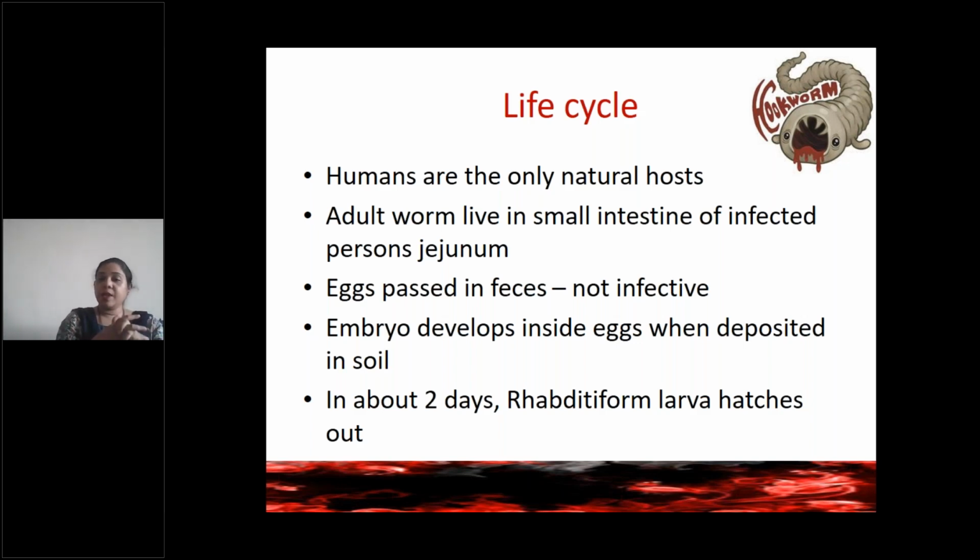For the eggs to become infective, further development has to take place in the soil. So next what is there? The embryo develops inside the egg when it is deposited in the soil. In about 2 days, a rhabditiform larva is hatched. So see, the first larva to hatch out is the rhabditiform larva.